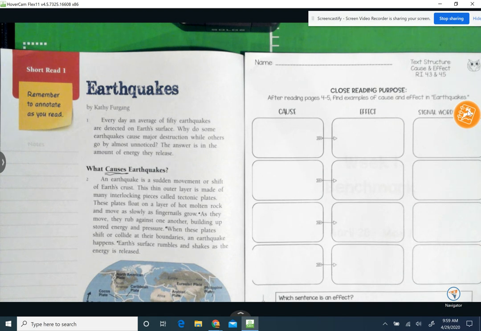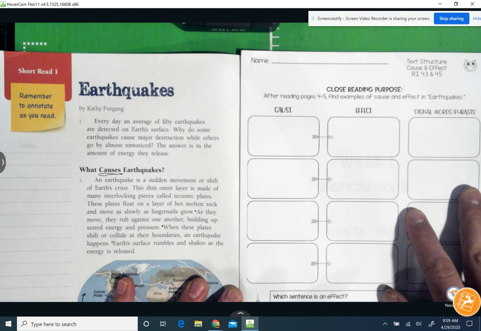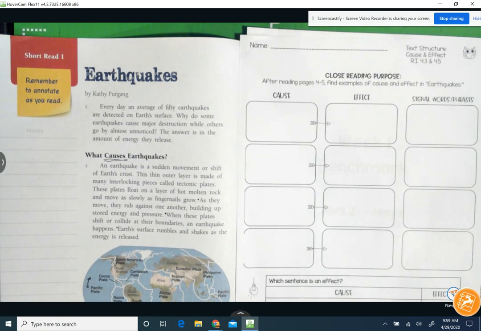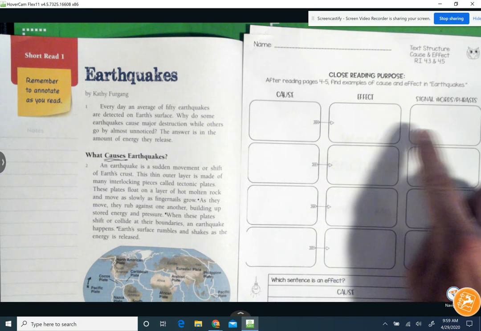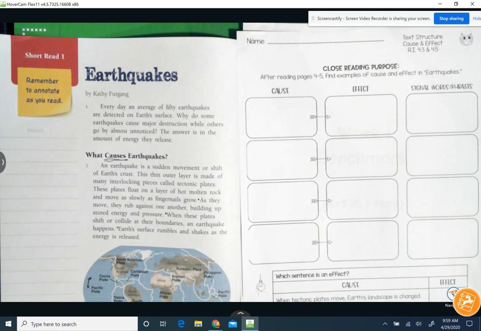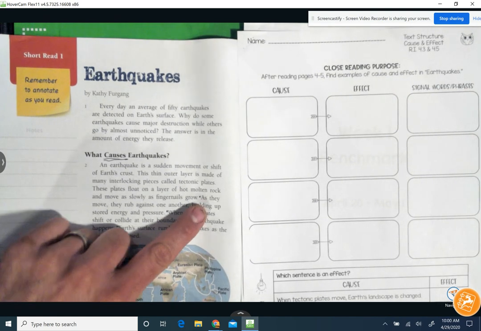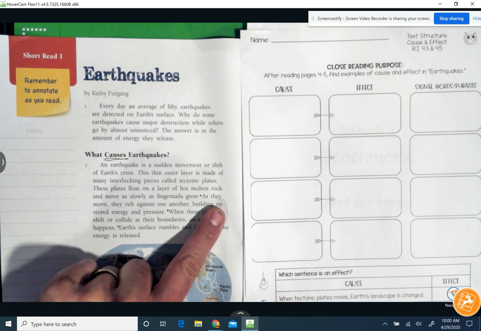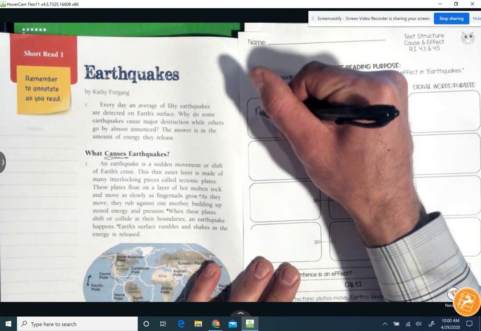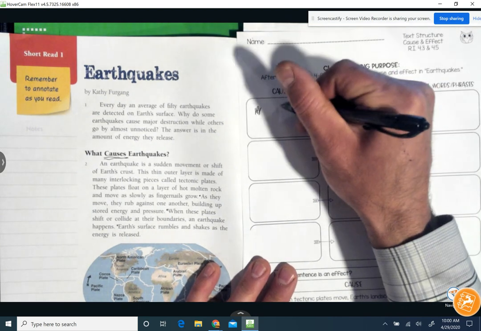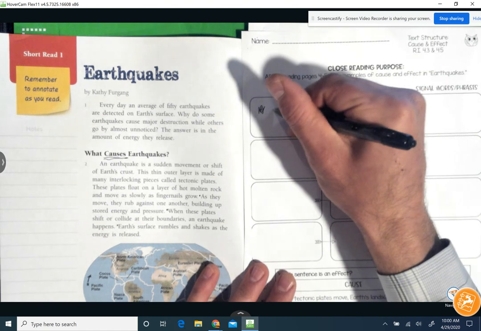So as I go and look at my worksheet here for cause and effect, it's page number 3, and it's titled Close Reading Purpose, and it is filled with our boxes: cause, effect, and signal words and phrases. What told us that we were reading a cause, and then how do we know that we got to the effect? So for this example, as they move, they being your plates, so what happened? Plates move.